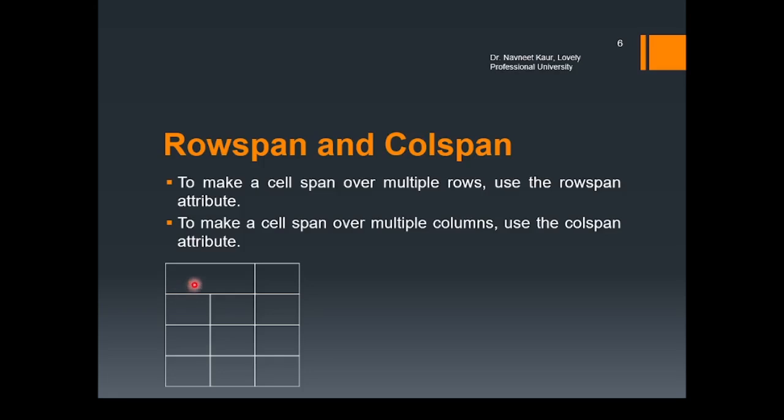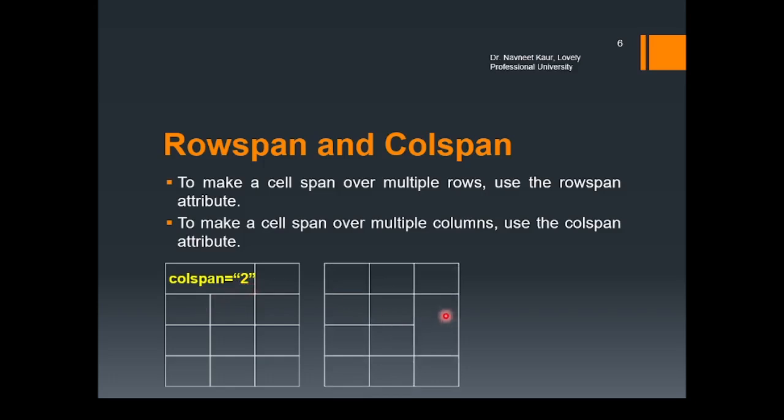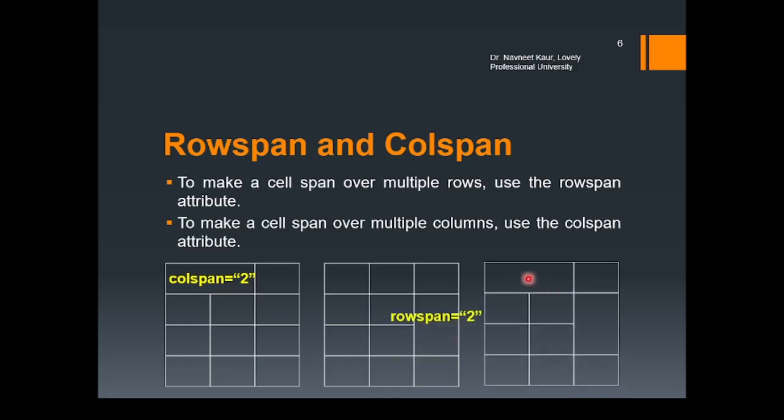In the first example, there is a cell whose width is equivalent to these 2 columns. So we will use colspan equals to the total number of columns it is spanning. So we will write here 2. In the second example, there is another cell whose height is equivalent to these 2 rows. So that is why we will write rowspan equals to 2. Sometimes there might be a need to create a combination of both. So we can use both rowspan as well as colspan.